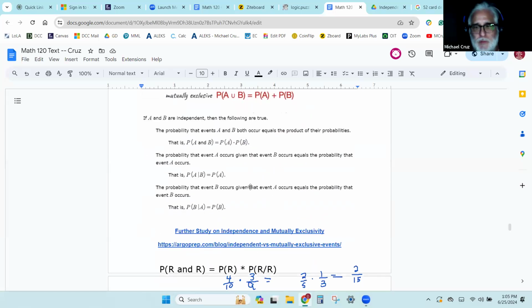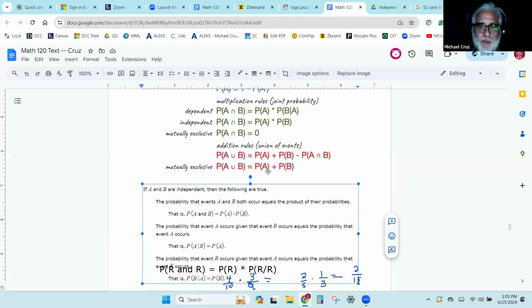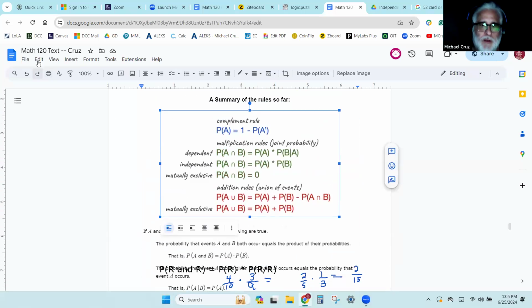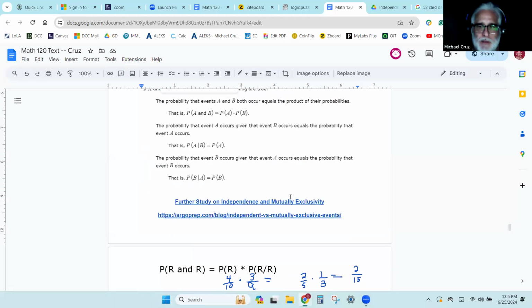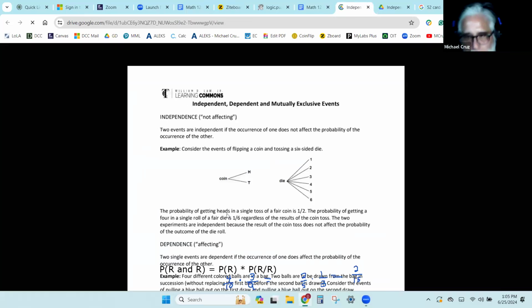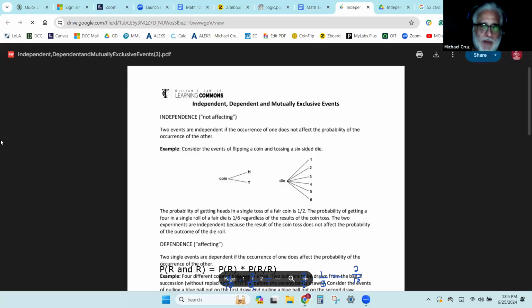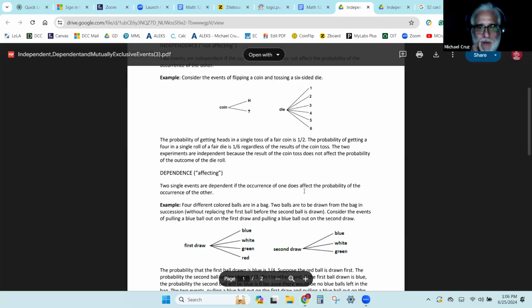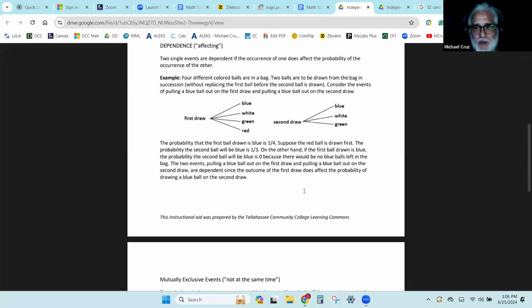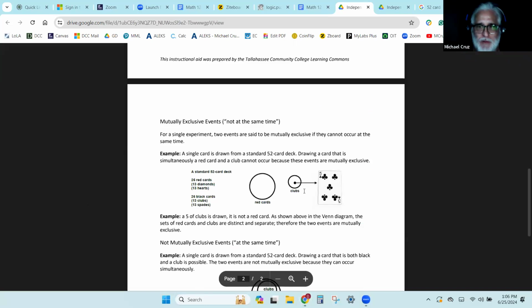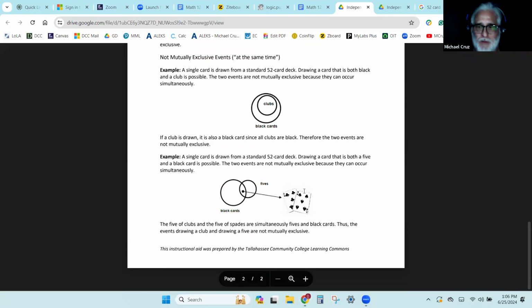And as I had said too, these are those rules that I was talking about for independence. But if you want to look at this, if you don't understand what dependence, independence and mutual exclusivity are, I put this little thing in there. And so it gives several different examples. So that's in there.